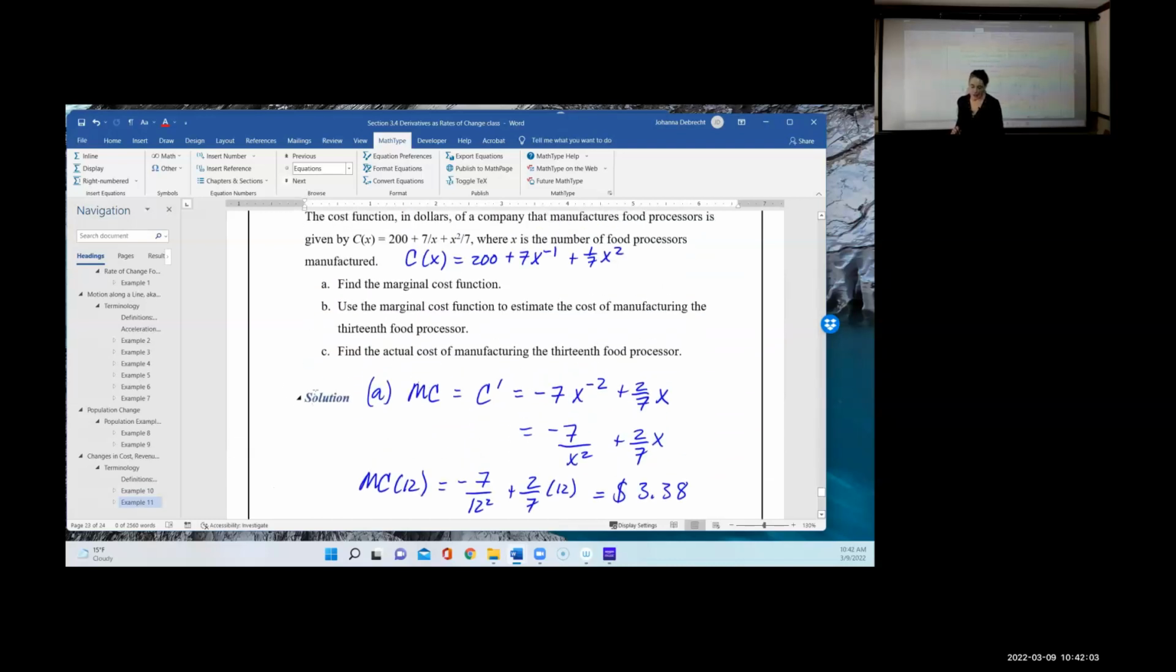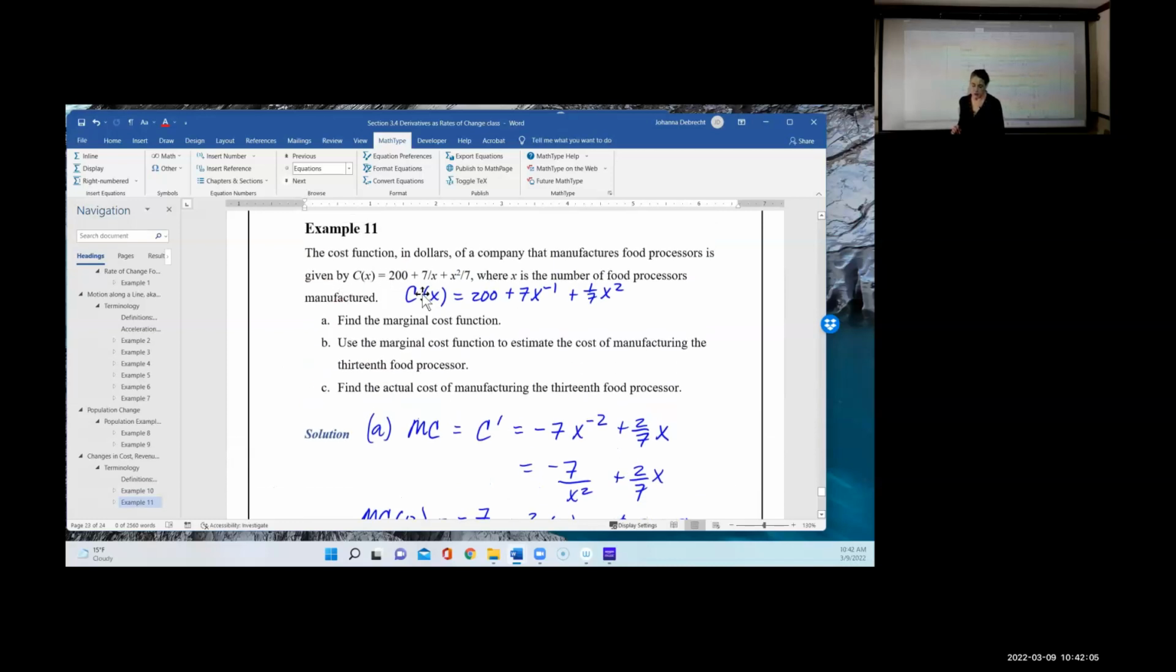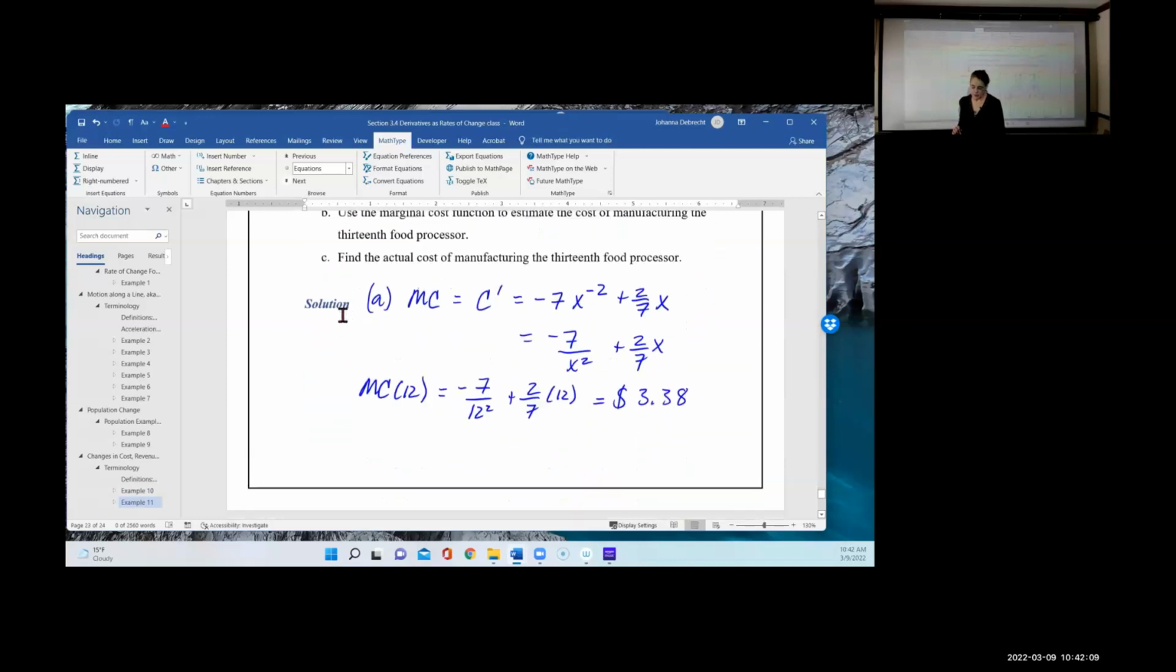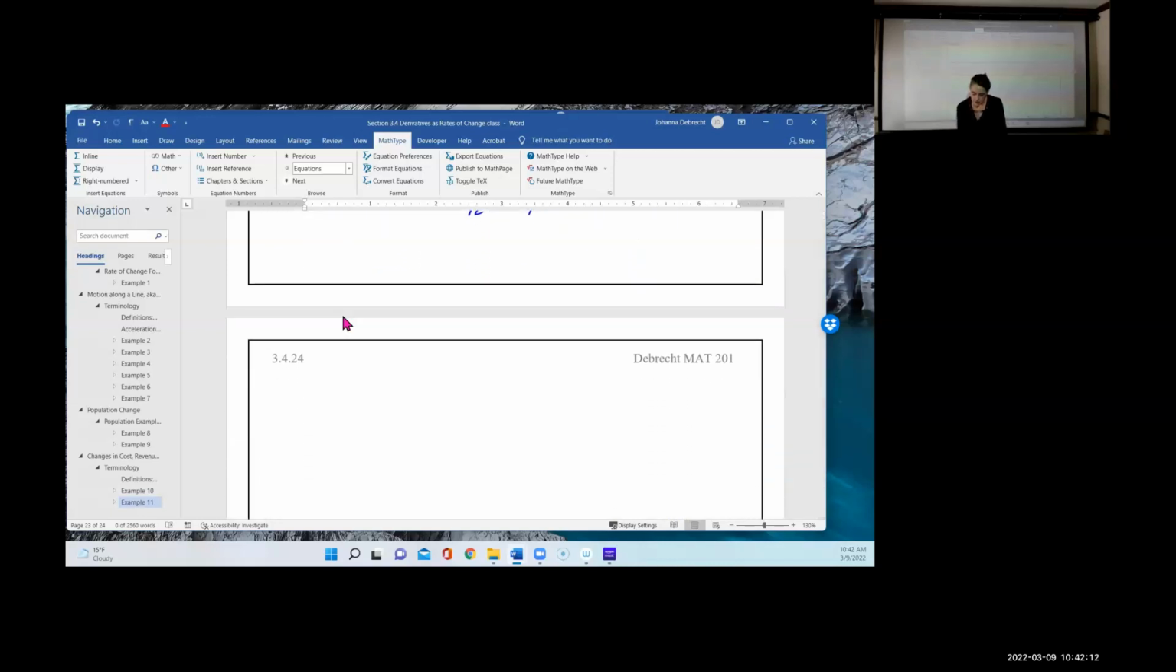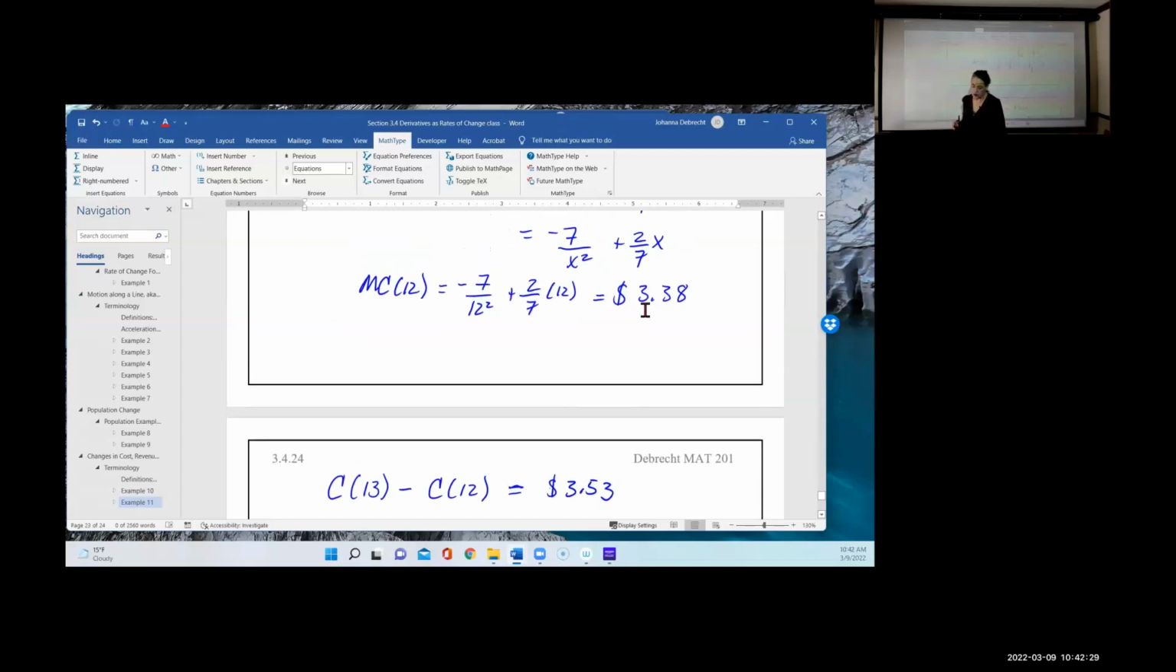So remember, the cost function gives you the cost of producing 13, not the cost of the 13th one. So to find the actual cost of the 13th one, you need to take the cost of 13 and subtract the cost of 12. And when you do that math using the actual function, you end up with $3.53. All right. So the marginal cost is $3.38. The actual cost is $3.53.